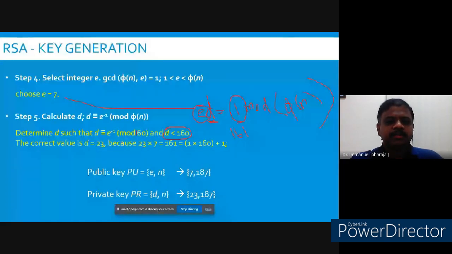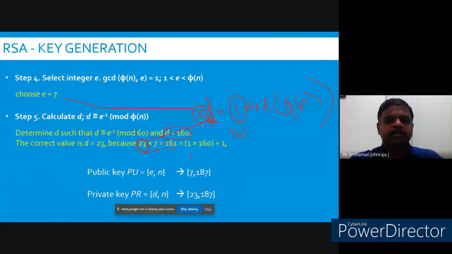So in that case, look at this. This is your E value. This is what is chosen, or actually calculated. So 23 times 7 will give you 161. So 161, if you take mod 160, you will get 1. So 23 is the right value here, which is for D.